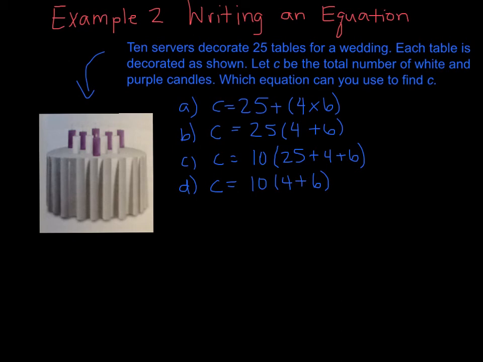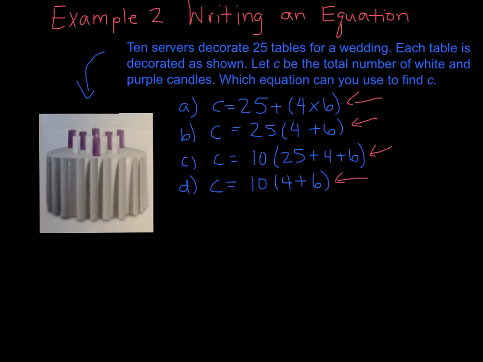So we have 10 servers, so that's where our number 10 comes from. And they decorate 25 tables for a wedding. Each of those tables, they're shown, so they look like this. Let C be the total number of white and purple candles. Which equation can you use to find C? So first of all, looking at our answers, where are they getting the 4 and the 6 from? Because that's popping up quite a bit. It's actually in every single one of them, we have 4 and 6.